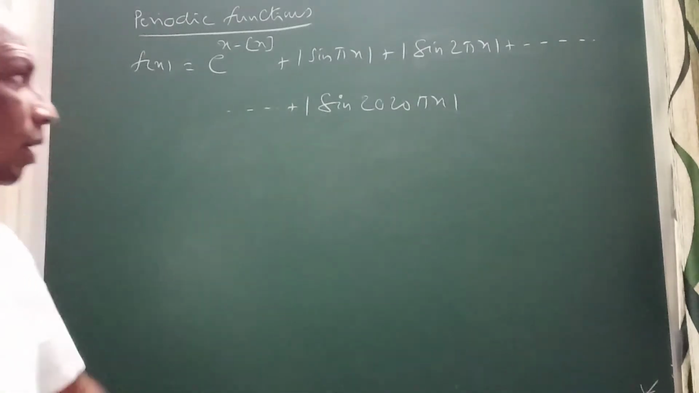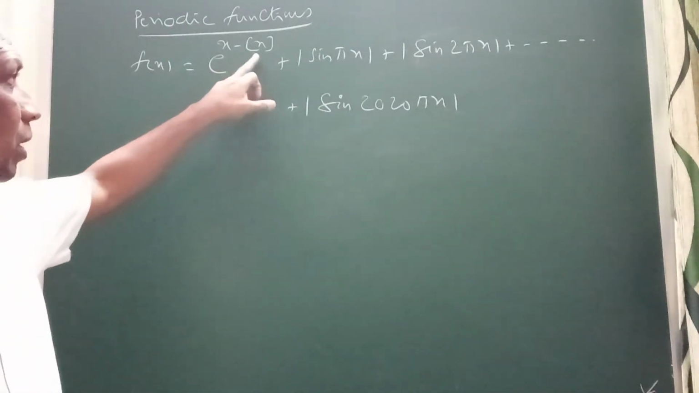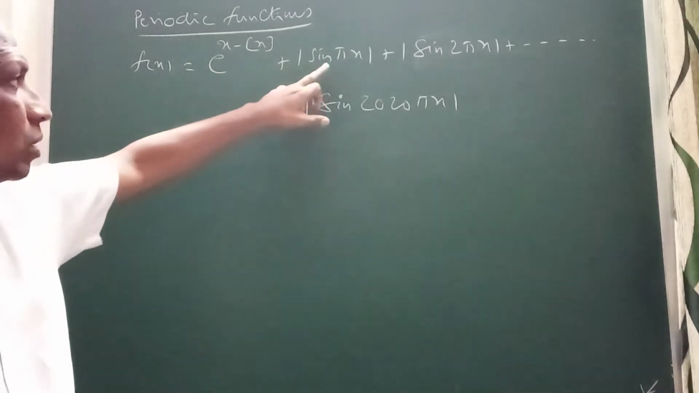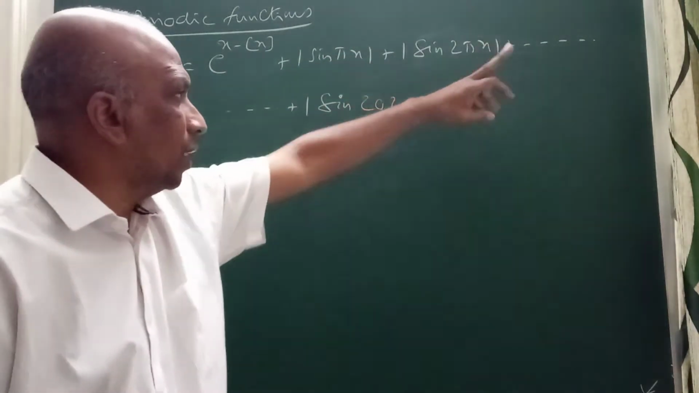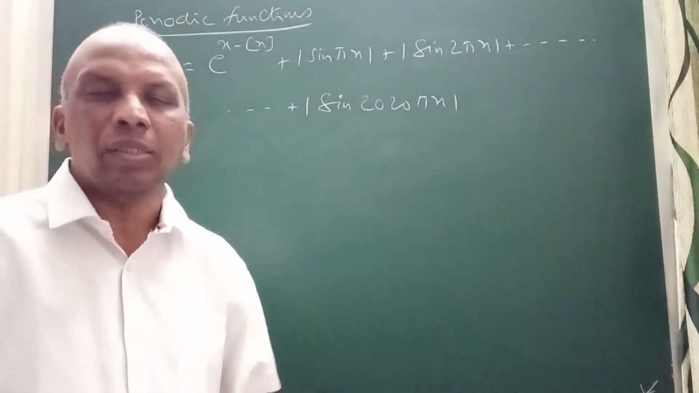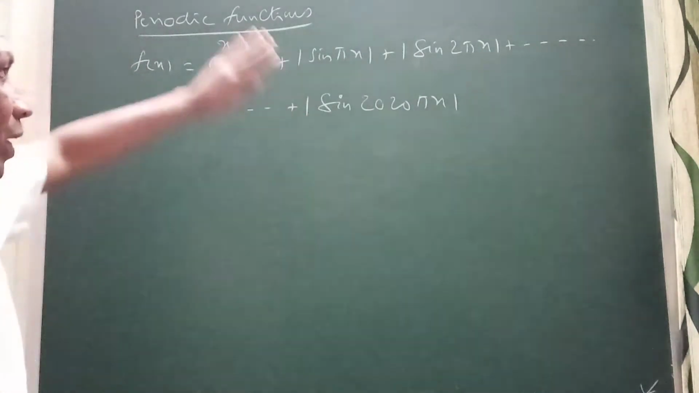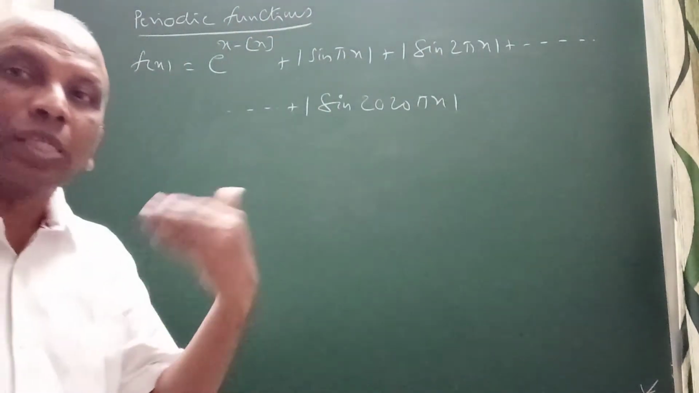In this problem they are asking for the period of this function: f(x) = e^(x - [x]) + |sin πx| + |sin 2πx| and so on, up to + |sin 20πx|. What is the period of this function? When they ask for the period of such a function, you find the individual periods and take the LCM of them.